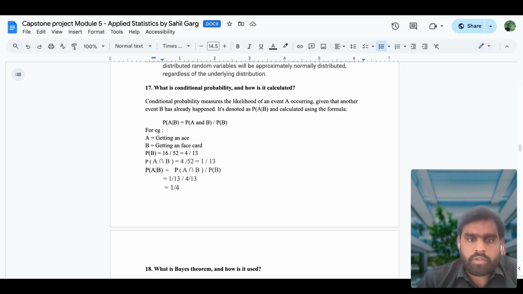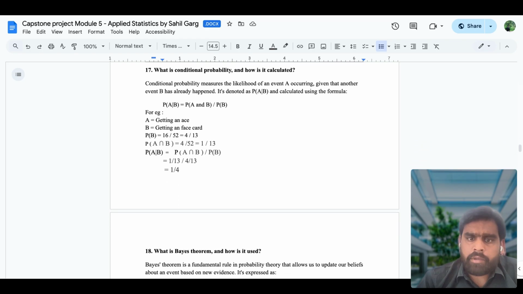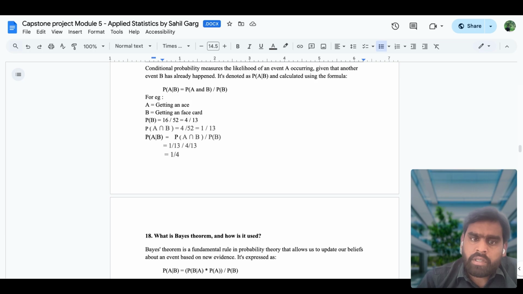Moving on to our next question, what is conditional probability? In very simple words, conditional probability is the occurrence of an event A with the condition that event B has already happened. It is denoted as P(A|B), and it is calculated using the formula P(A|B) equals P(A intersection B) upon P(B).